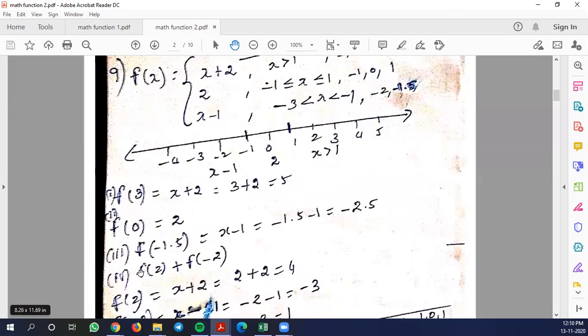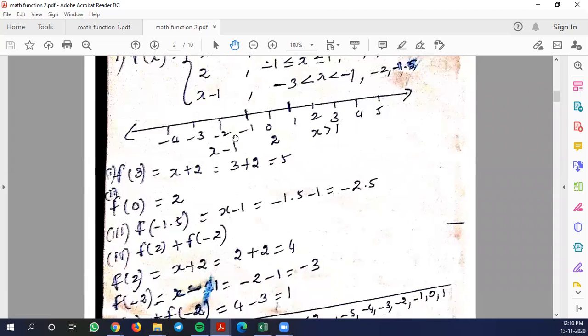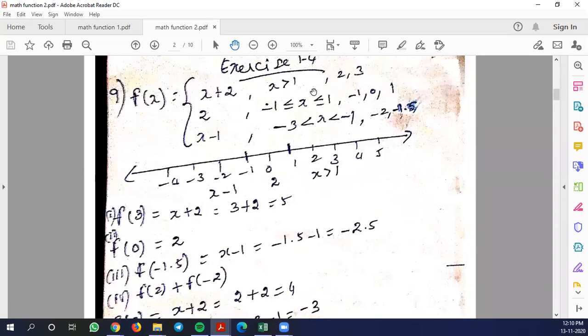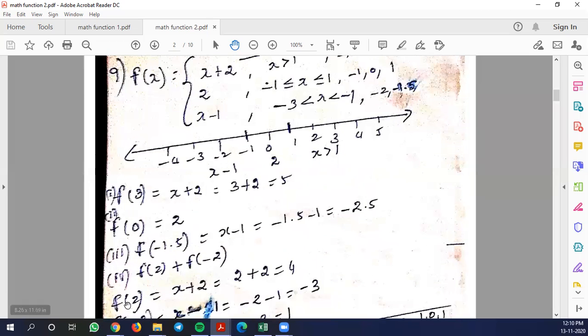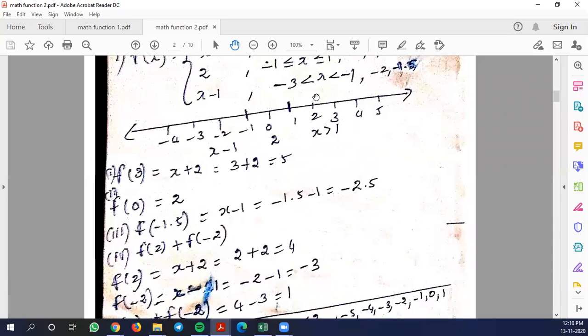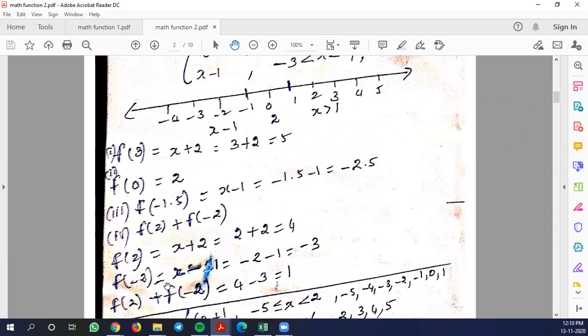Now f of 2. Where does the 2 come? 2 comes here only. Yes. So it is x plus 2. So 2 plus 2 it is 4. Now f of minus 2. f of minus 2 here, x minus 1. So x is minus 2, minus 1, same sign, again add and put the same sign. So it is minus 3. Now our question is f of 2 plus f of minus 2. So it is 4 minus 3, it is 1.